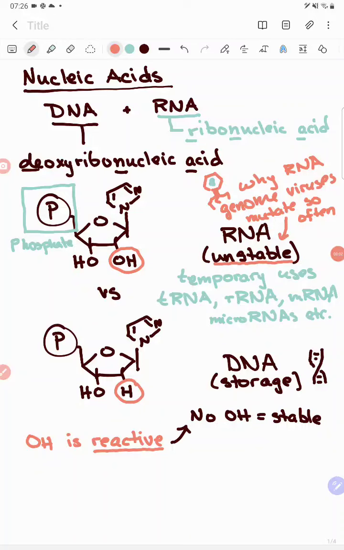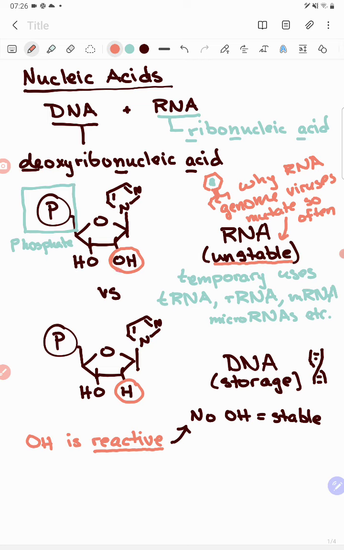So let's have a little brief intro to nucleic acids. Nucleic acids you've absolutely heard of before. They're DNA and RNA, so deoxyribonucleic acid and ribonucleic acid. The only difference between DNA and RNA is the presence or absence of a particular OH group on the sugar.